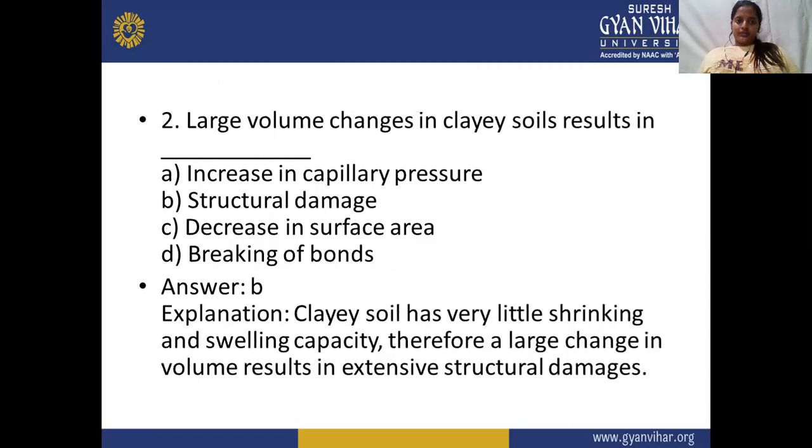Second question, large volume changes in clay soil result in: first option, increase in capillary pressure; structural damage; decrease in surface area; breaking of bonds. The answer is B, structural damage, because clay soil has a very large shrinking and swelling capacity. Therefore, a large change in the volume results in excessive structural damage.